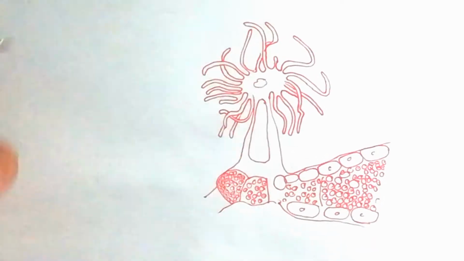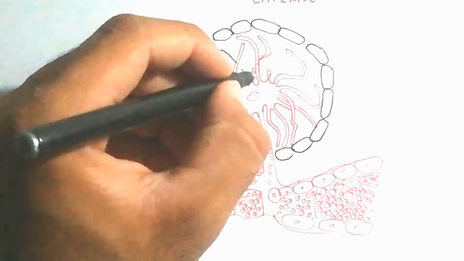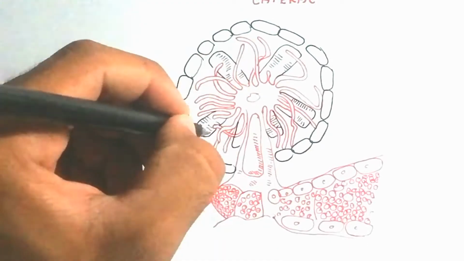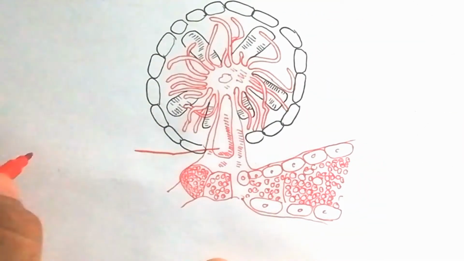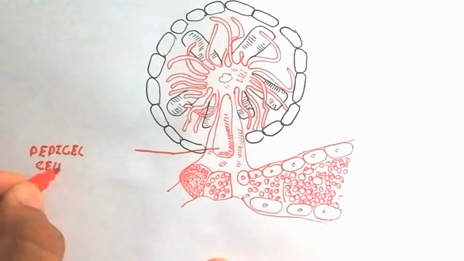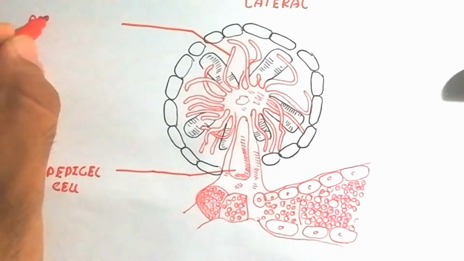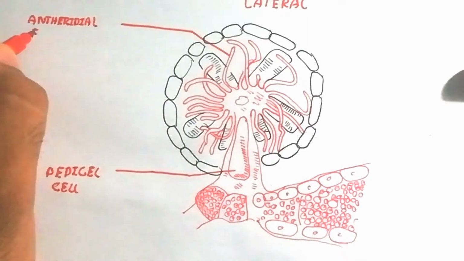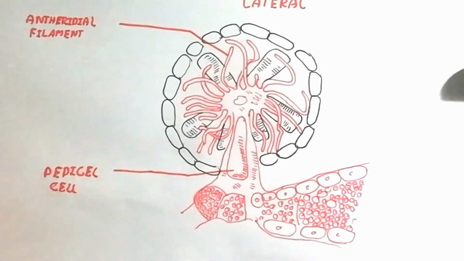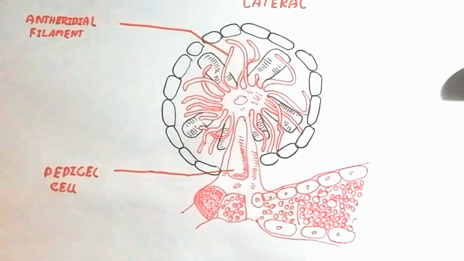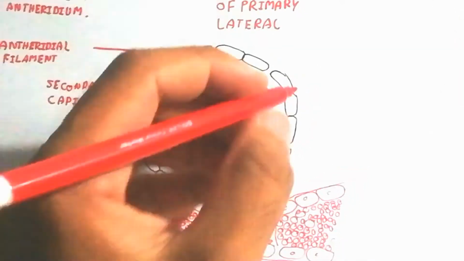male antheridium. So now you can see the cross section of the male antheridium contains the manubrium, which is shown in the figure, and the antheridial filament, and the secondary capitulum, which is the upper part, shown in the figure. The labeling over here is the antheridial filament. Now here is the secondary capitulum.